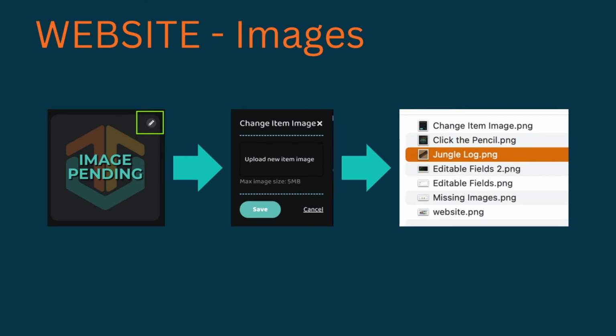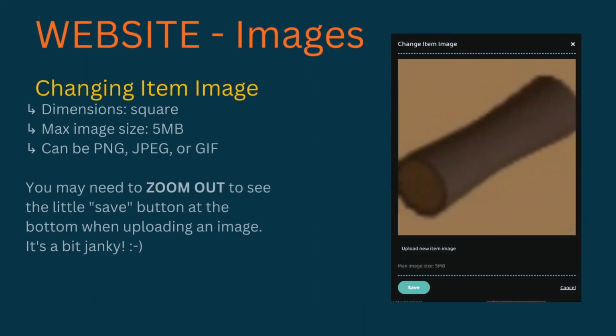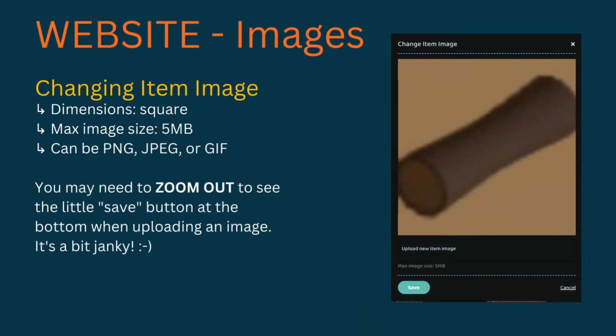For images on the website, these can be uploaded by clicking the little pencil icon in the top right corner of the item's current image. It's a bit hard to see in light mode, but it is there. These images are preferably square and with the item centered as much as possible. The supported formats are PNG, JPEG, and GIF, with a maximum file size of 5 megabytes.